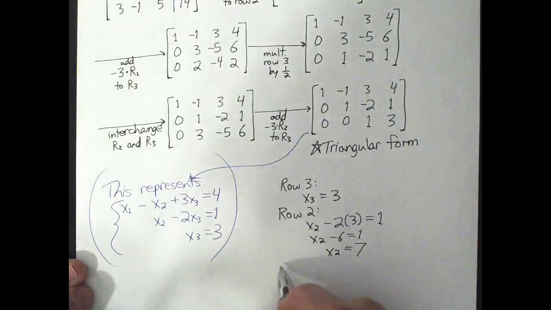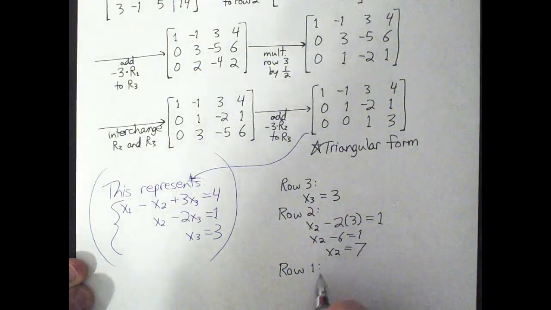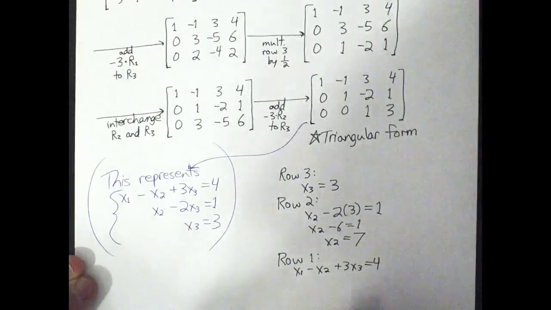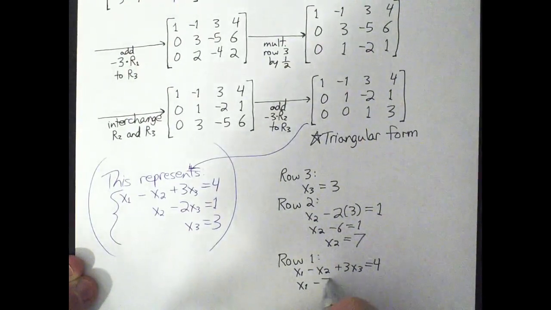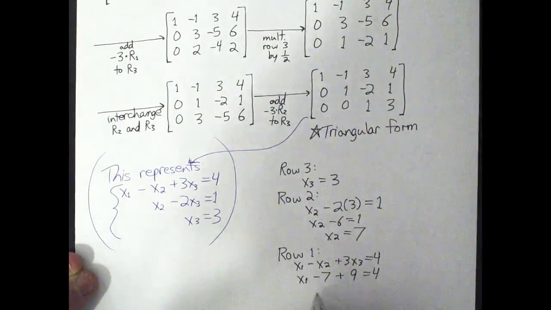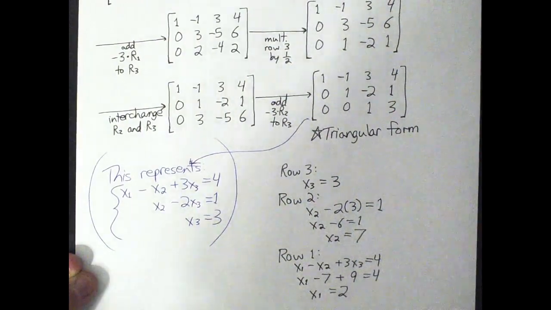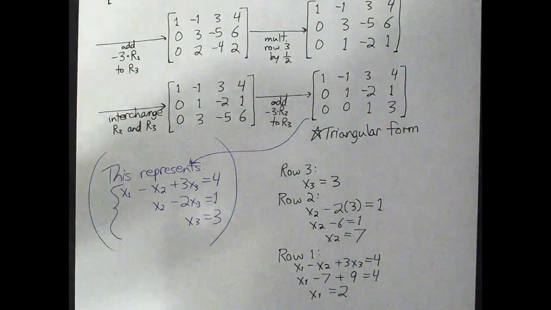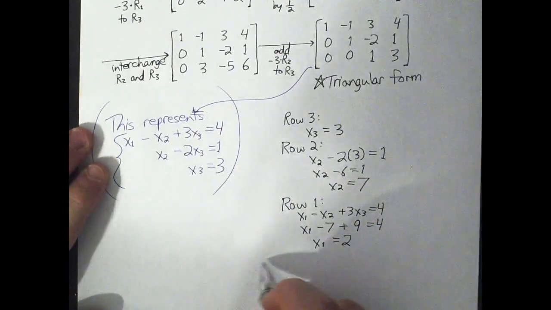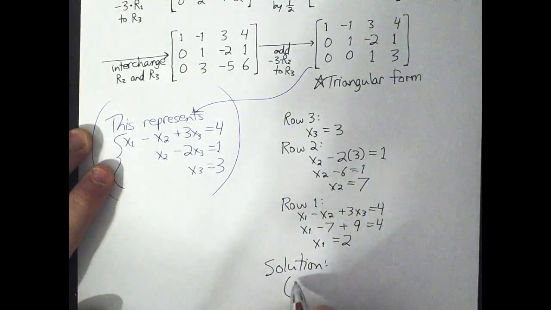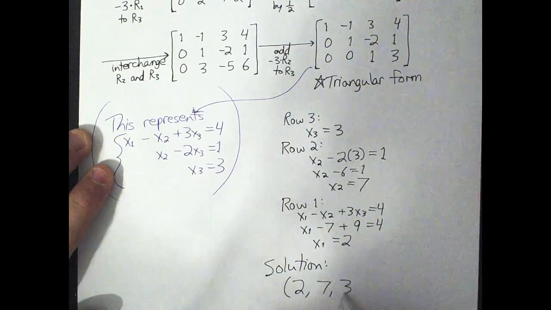And then we work our way up to row 1. x1 minus x2 plus 3x3 equals 4. And then we substitute in the values that we know. So x1 minus 7 plus 9 equals 4. You should wind up getting x1 equals 2. So we have found a solution. Let's write it. Solution: 2, 7, 3.